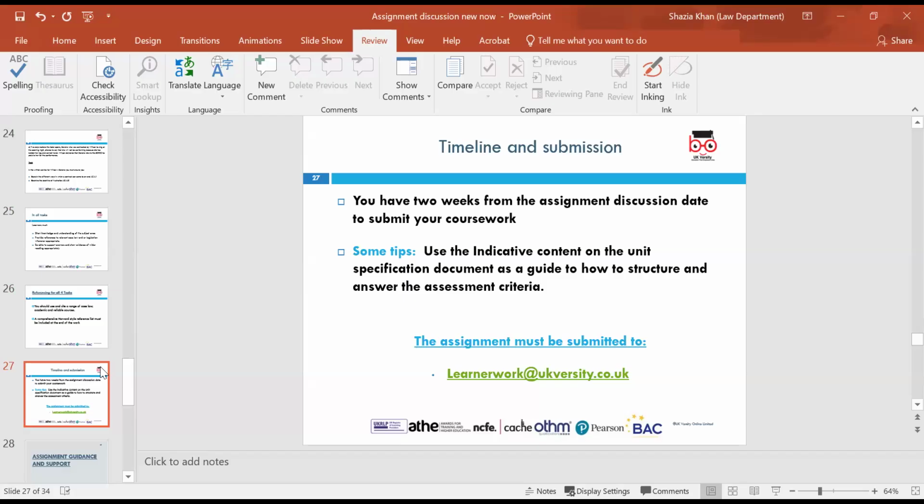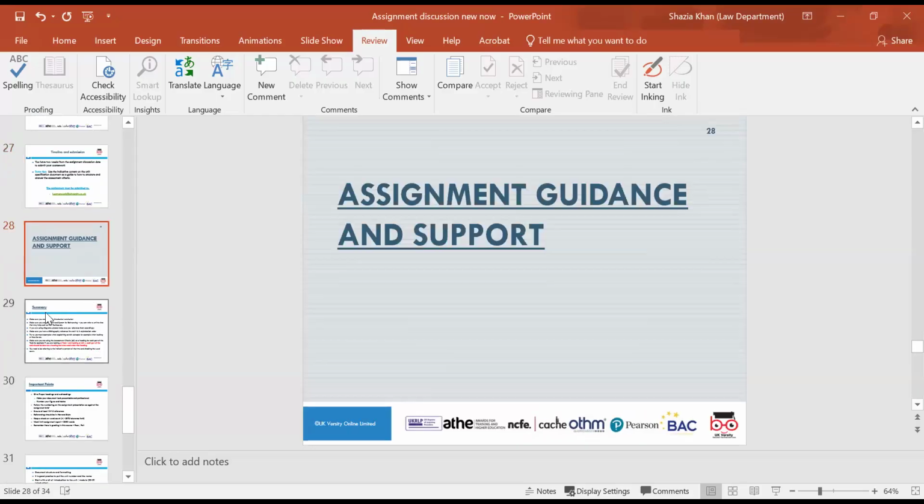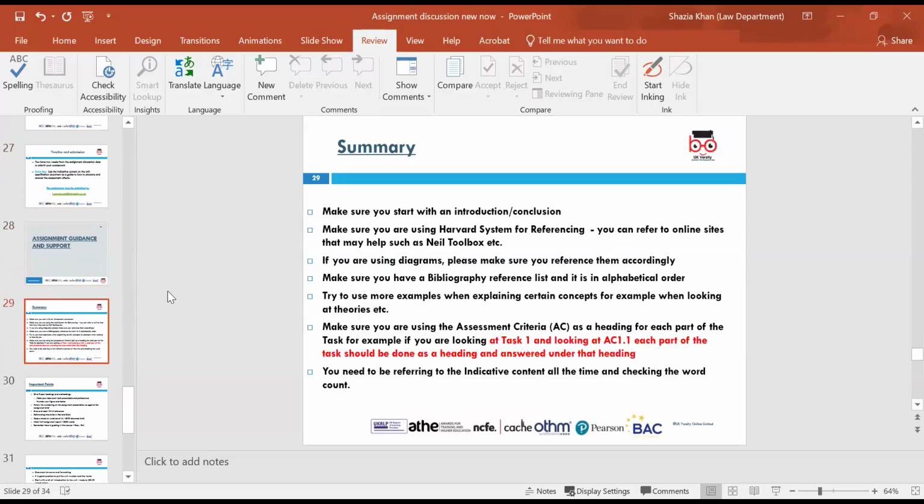And the assignment must be submitted to learnerwork at ukvarsity.co.uk. Some assignment guidance and support. Make sure you start with a brief introduction and end with a brief conclusion. Make sure you're using Harvard referencing for all your work, and you may be able to use Neil's toolbox to help you with the referencing.